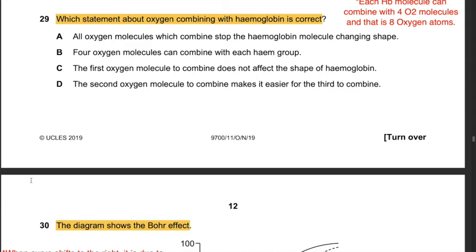Answer C. The first oxygen molecule to combine does not affect the shape. That is also incorrect. As I said, when an oxygen molecule combines, it leads to a change in shape to make it easier for the next oxygen molecule to combine. Answer D. The second oxygen molecule to combine makes it easier for the third to combine. Yes, that is correct. Hence, the answer is D.